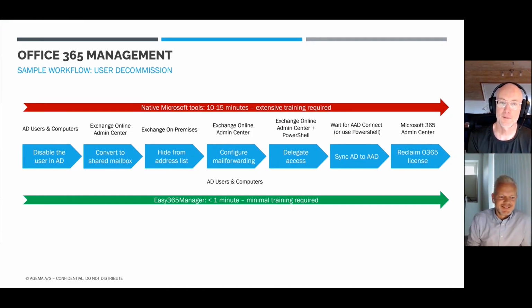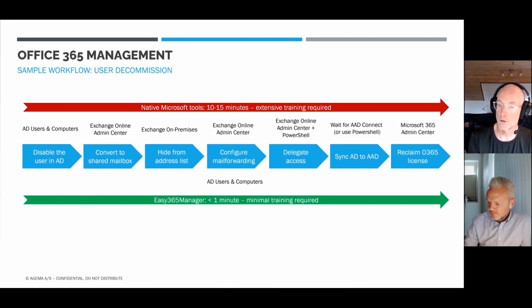In this example, user decommissioning, the process can vary from company to company, but these are the basic steps that we see a lot of companies use when users leave the company. You will disable the user account in Active Directory. You will convert the Exchange Online mailbox to a shared mailbox. You'll hide the user from the address list. You'll probably configure mail forwarding to either a manager or a replacement employee. You want to delegate access to the same person.